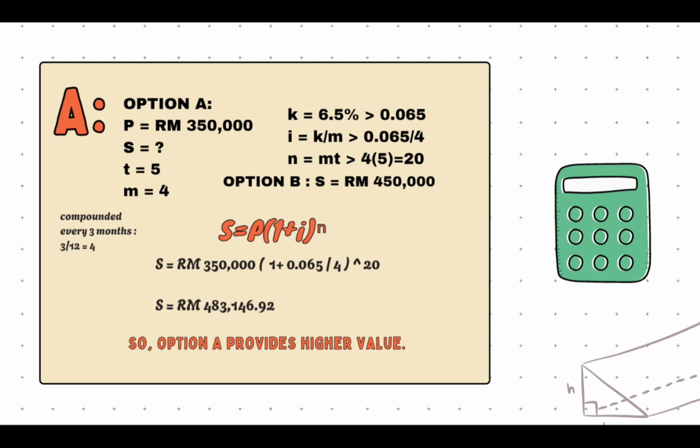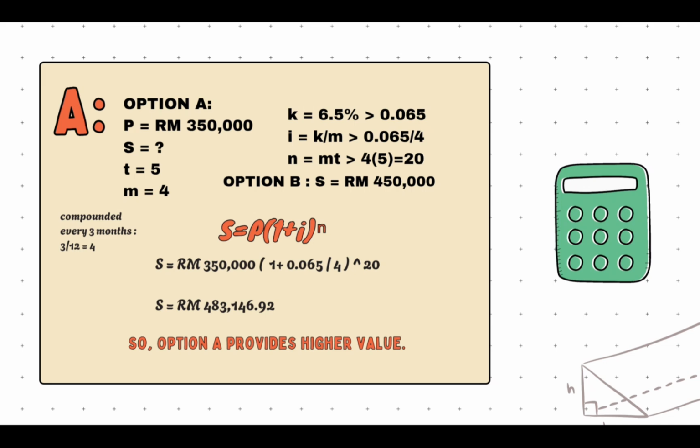Let's look at option A. The principal, P, is 350,000 ringgit. The interest rate per year is 6.5%. Compounded every 3 months means there are 4 compounding periods per year. So the interest per period is K divided by M, 0.065 divided by 4. The total number of compounding periods is M times T, 4 times 5, which equals 20 periods.